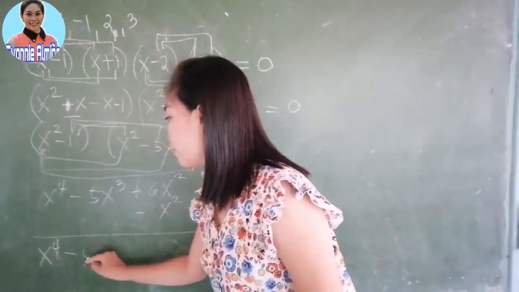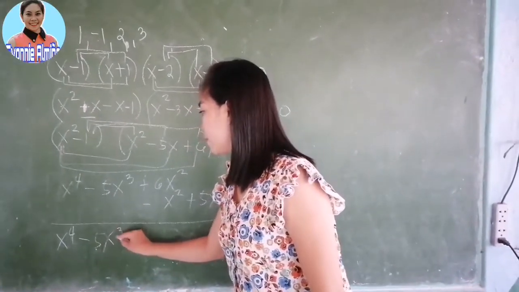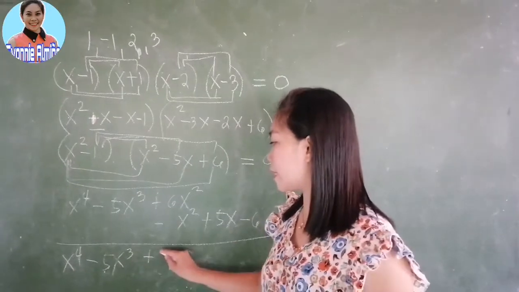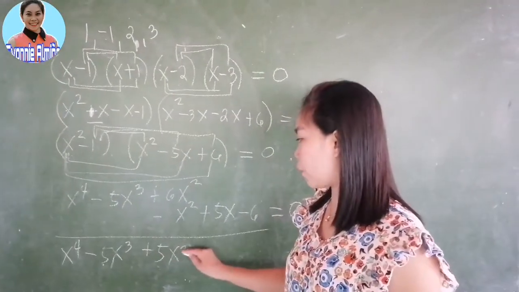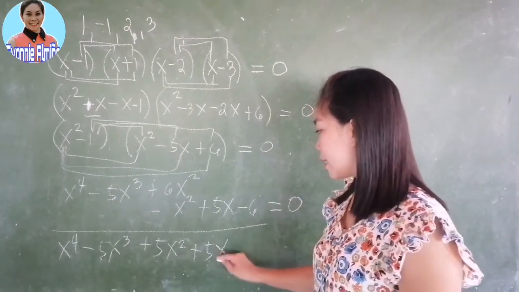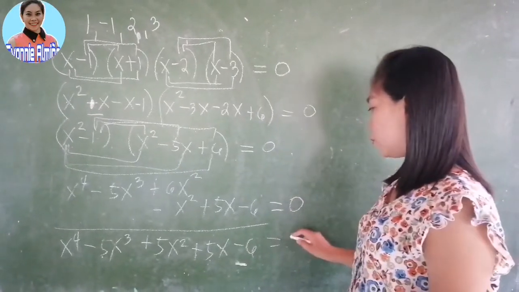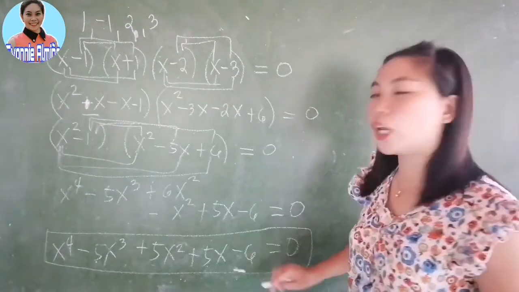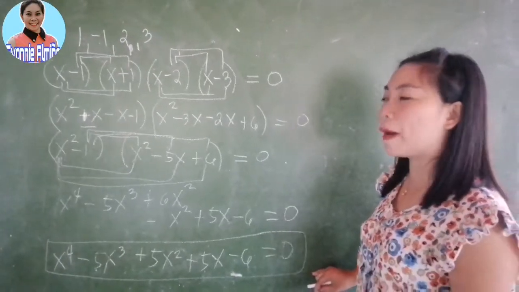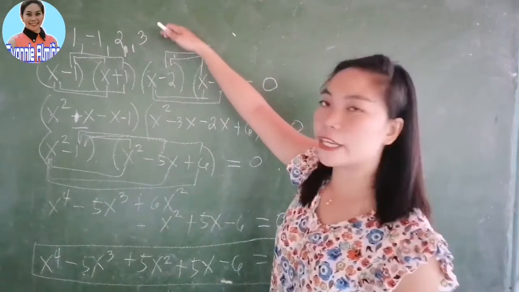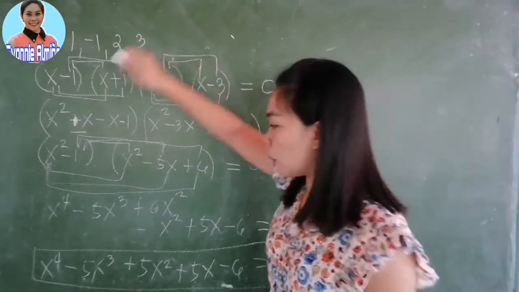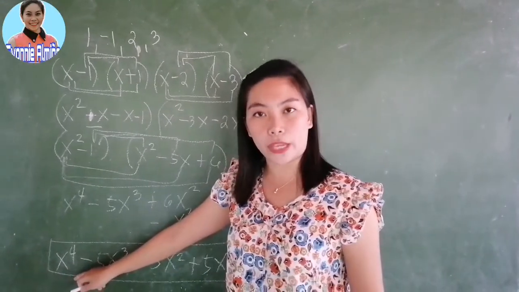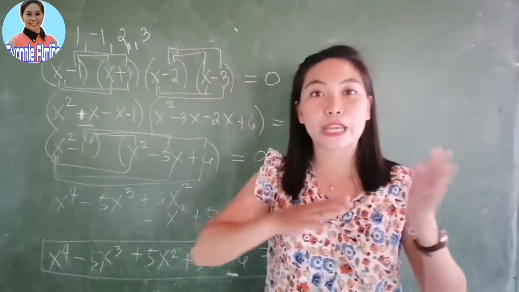Then, of course, negative 5x cubed. Then, positive 6 minus 1, of course, we have positive 5. Bring down x squared plus 5x minus 6 is equal to 0. Now, this is what we call the polynomial equation. If you notice, our given roots is 4, then the highest degree in our polynomial equation is 4. They match.